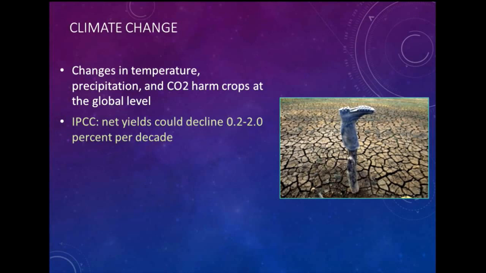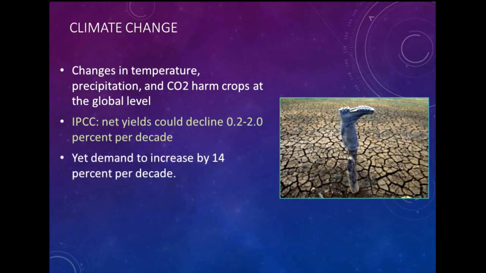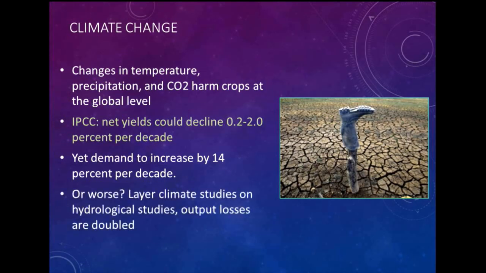The IPCC says that net yields of agricultural crops could decline between 0.2 and 2.0% per decade. And that may not sound like a lot, but you have to look at that stacked against a demand increase of 14% per decade that is expected. And it's important to say that this is quite different from the world that we have known over the last 50 years, where yields were consistently on the rise in most parts of the world. Here we're describing a declining yield world.